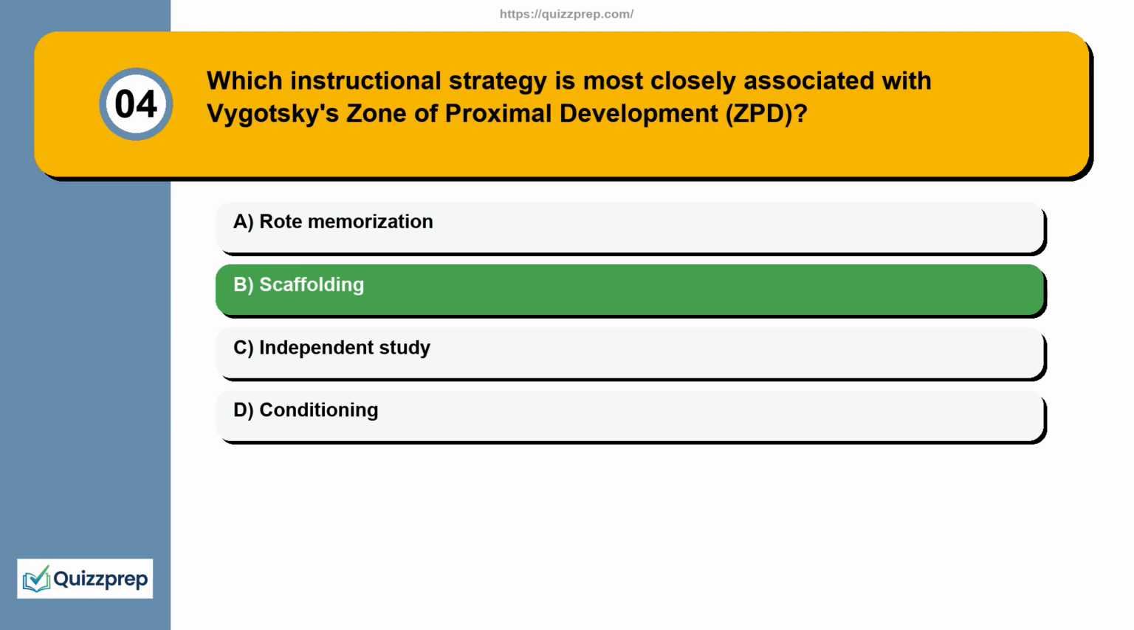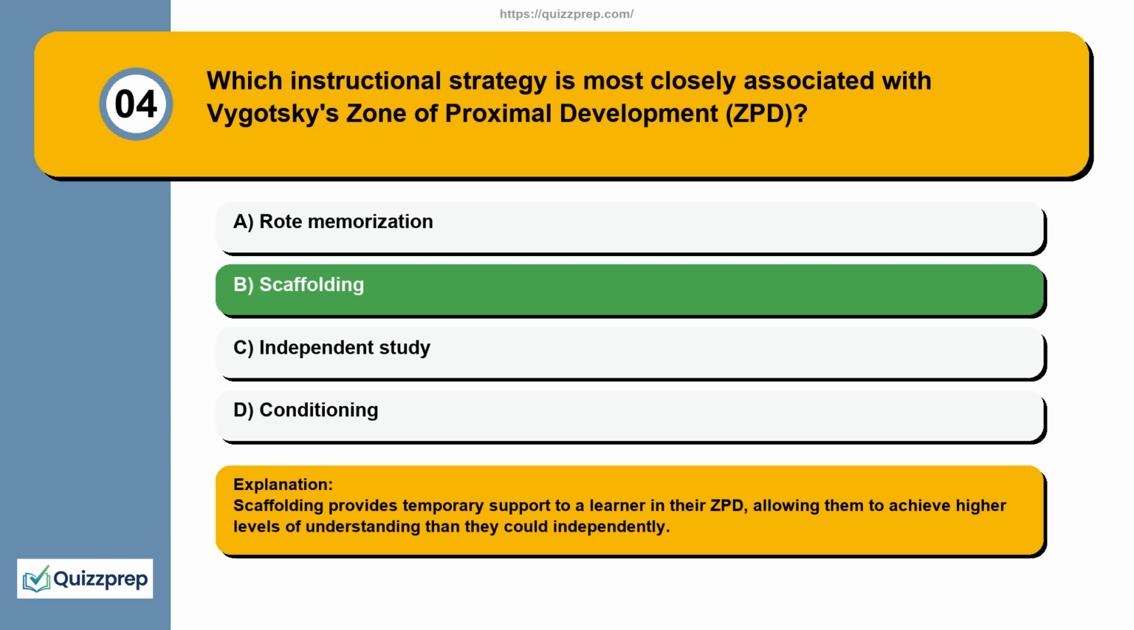Scaffolding. Explanation. Scaffolding provides temporary support to a learner in their ZPD, allowing them to achieve higher levels of understanding than they could independently.